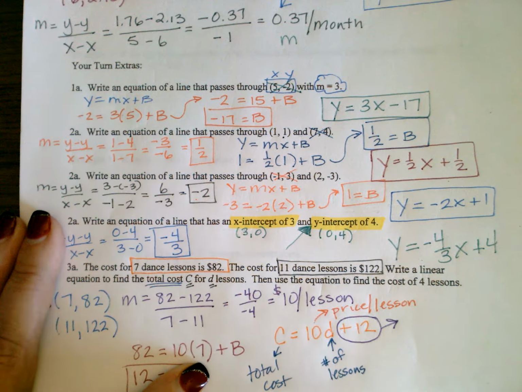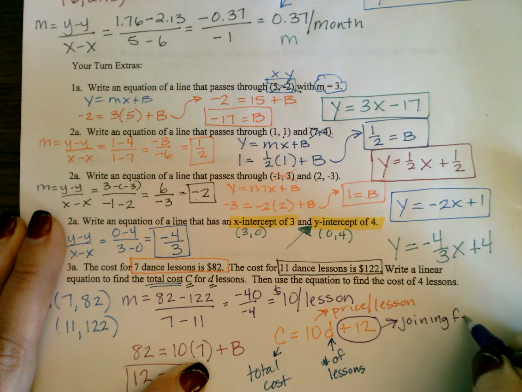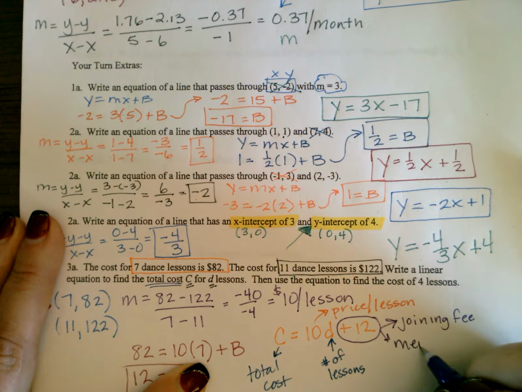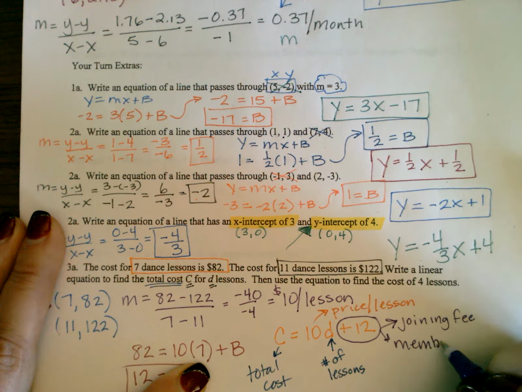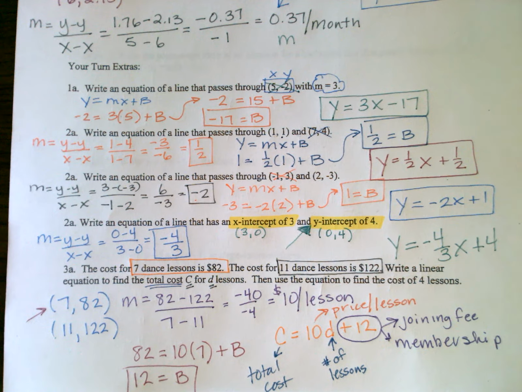It can mean lots of things. It's the starting cost. You have to pay $12 before you may even do your first lesson. It is the joining fee, the initiation fee. This cost companies will charge you so they can pay their employees, pay for insurance, pay for lights, electricity. Things have an initiation fee, a membership fee. You have to pay sometimes just to join. It's a show up fee, and that is okay.